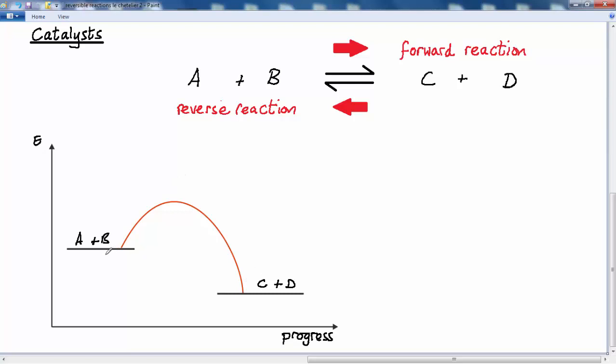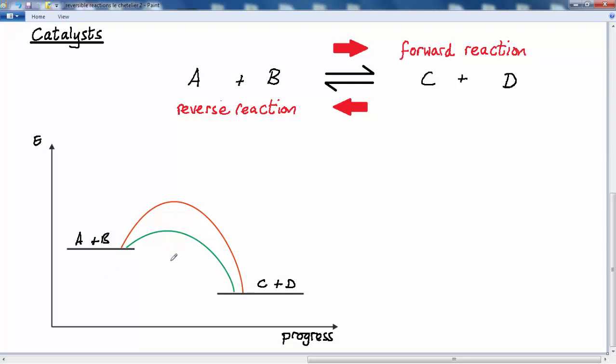And all a catalyst does, as you remember from the section on enthalpy, is simply reduce the activation energy. That's this energy here. It's the height of the hill, if you like, that the reactants have to get over in order to complete the reaction. And so the catalyst just reduces this activation energy, shown in green. We've lowered the size of the hill. So what that means is it's much easier for A and B to react to form C and D. But if you think about it, it's also much easier for C and D to react to form A and B.